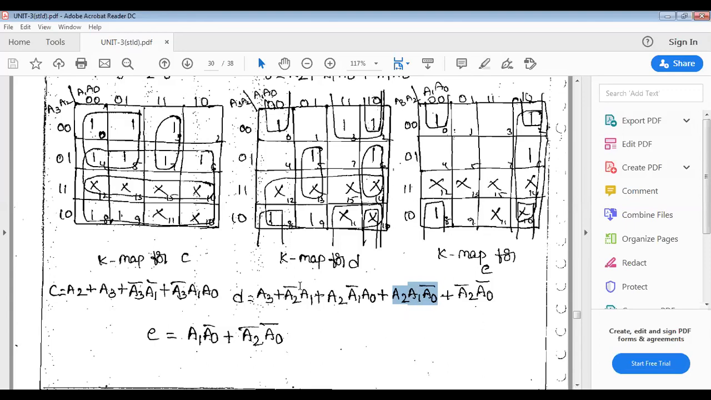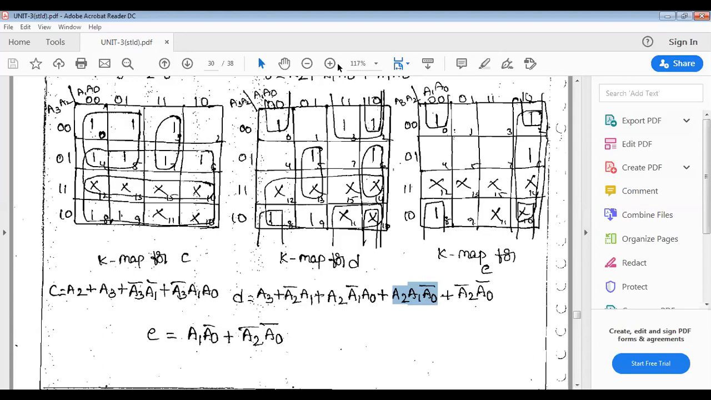So no need of this one. We have only A3 plus A2 bar A1 plus A2 A1 bar A0 plus A2 bar and A0 bar. No need of the other 2 box combination there. Follow my students.